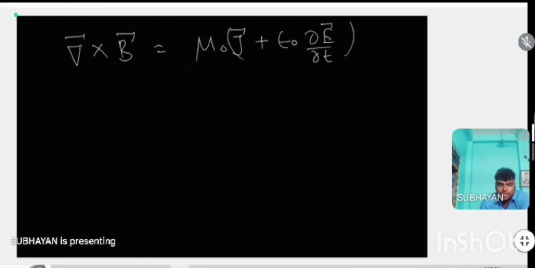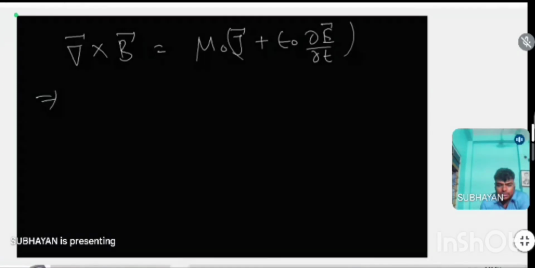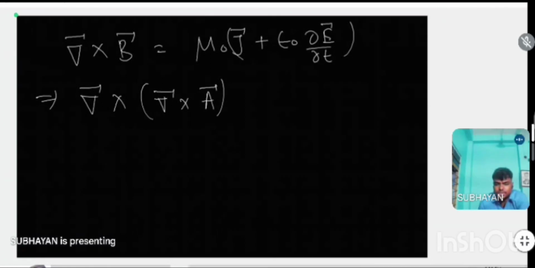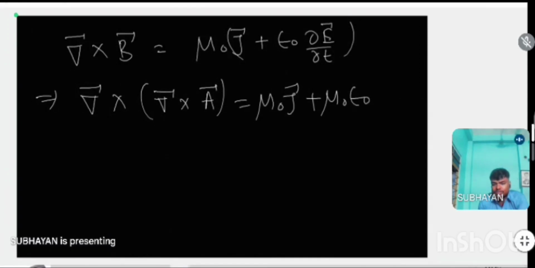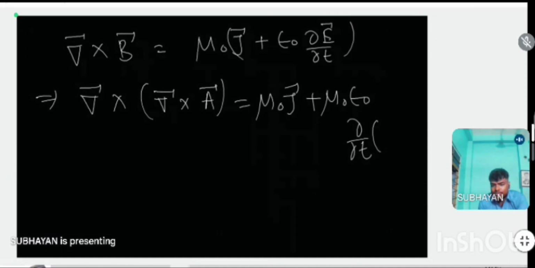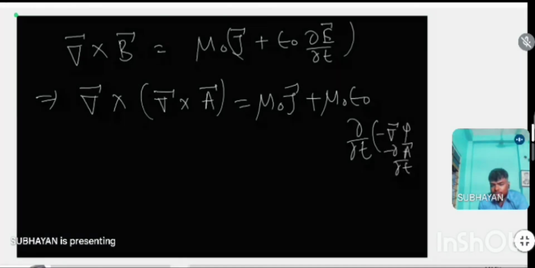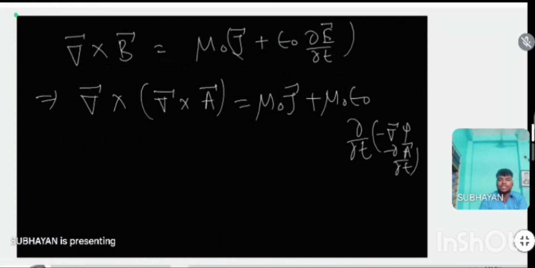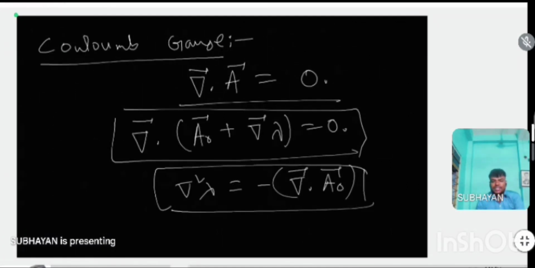Okay. Now this is curl A is equal to mu naught J plus mu naught epsilon naught del by del t of (minus grad phi minus del A by del t). Okay. Now this is Coulomb gauge. In a Coulomb gauge, divergence of A equals to zero.